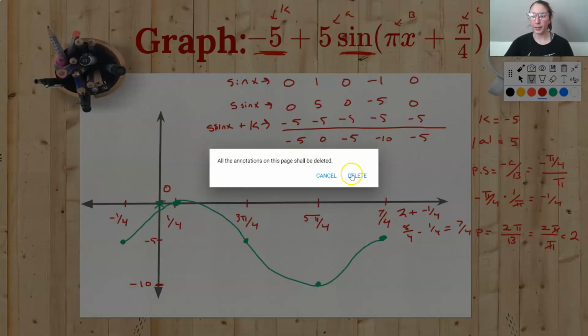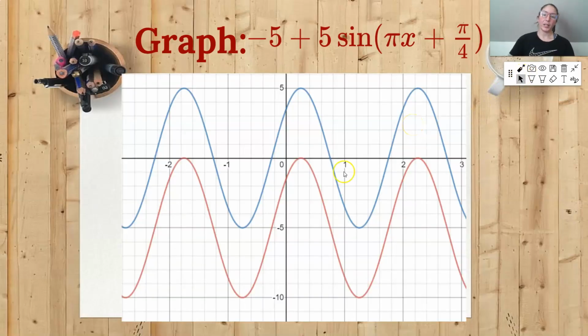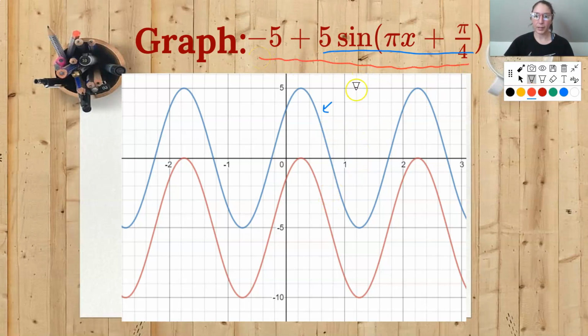So let's look at a better version of this. Here we go. These are both graphs, and I have them shifted. The blue graph would have just been 5 sine of pi x plus pi over 4. The red graph is the whole thing. And as you can see, the red graph is just the blue graph shifted down by 5 everywhere. That's what the vertical shift has done to our original graph here.